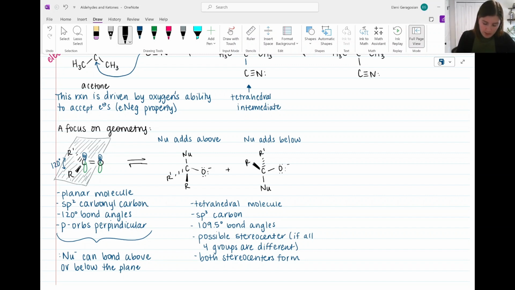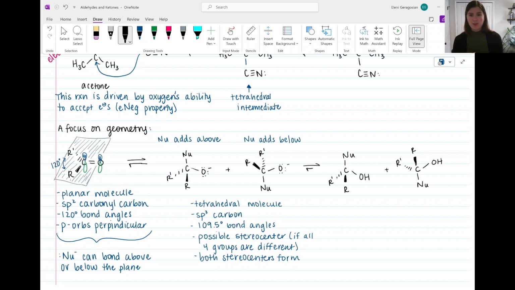So if we just finish out this reaction and draw the products, we have one stereocenter, one stereochemistry. Nucleophile adds above the plane of the molecule. The oxygen is now bonded to a hydrogen, so we have a neutral oxygen. And then our two R groups, one R and one R prime, bonded to carbon. And then the other product is the enantiomer, where now the nucleophile is added below, and we have all the other groups shown above.